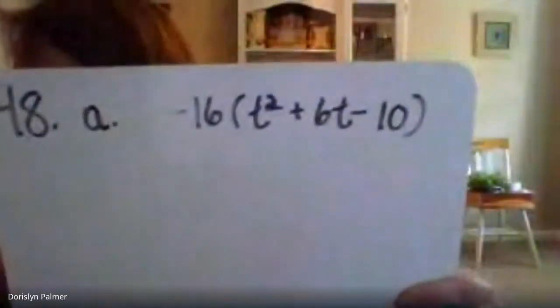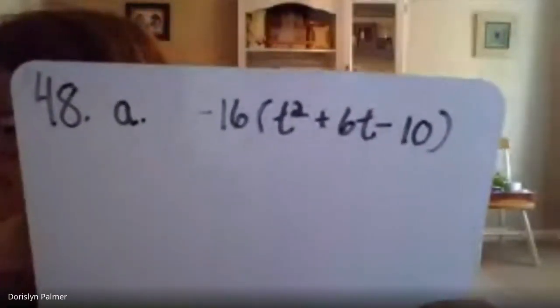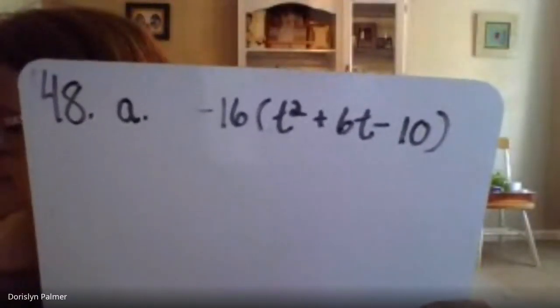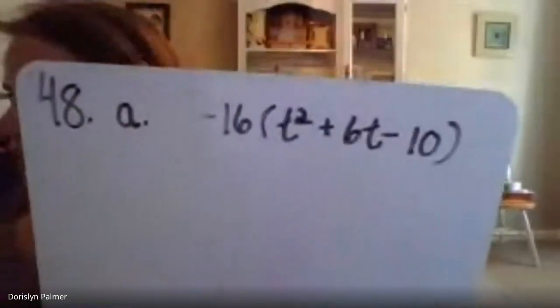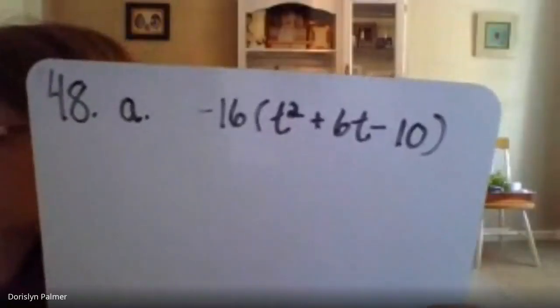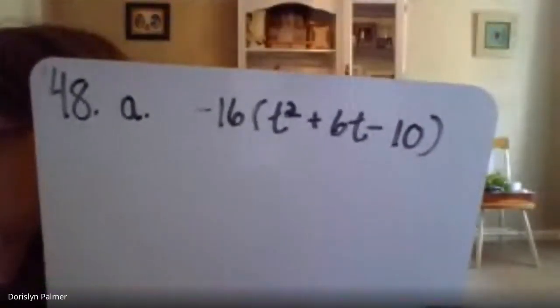I said negative 16 t squared plus 6t minus 10. Yes. Awesome. Negative 16, and then in parentheses, negative t squared minus 6t plus 10. Okay. Part B, from what height is the rider initially dropped?